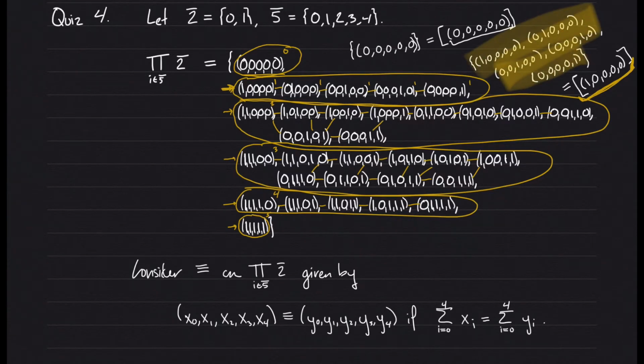Okay, so what's the quotient then of this set? The quotient is the set of all equivalence classes. So it's a set of sets, because every equivalence class is itself a set, right? So it's a set of sets, and we can easily describe this by writing it using this notation.